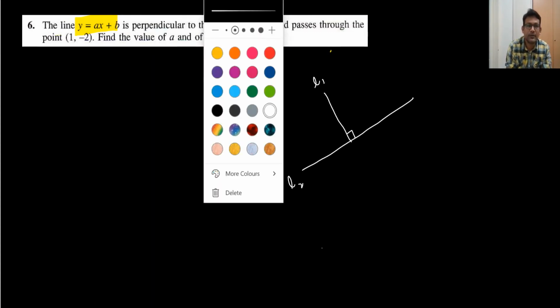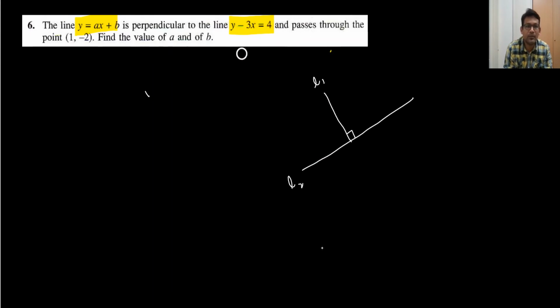So yes, the line passes through the point (1, -2). The line 1 is passing through the point (1, -2). Find the value of a and b. First of all, we should know the gradient condition of the lines: m1 multiplied by m2 equals -1.